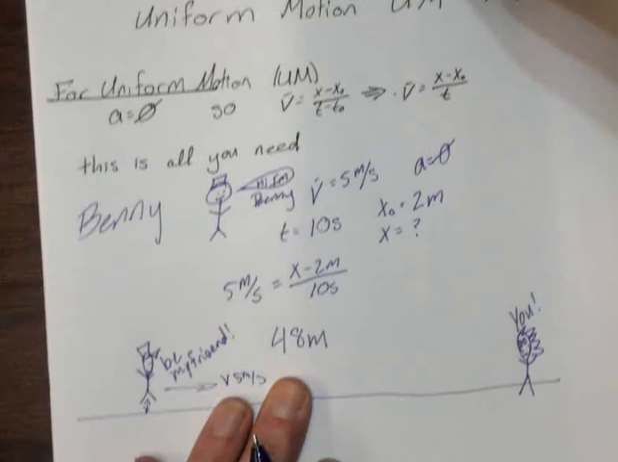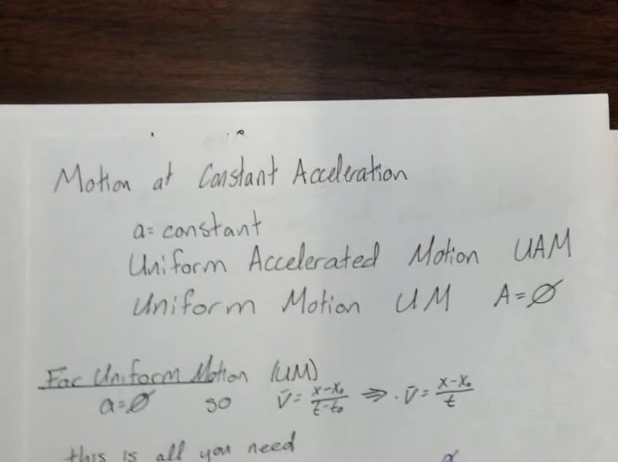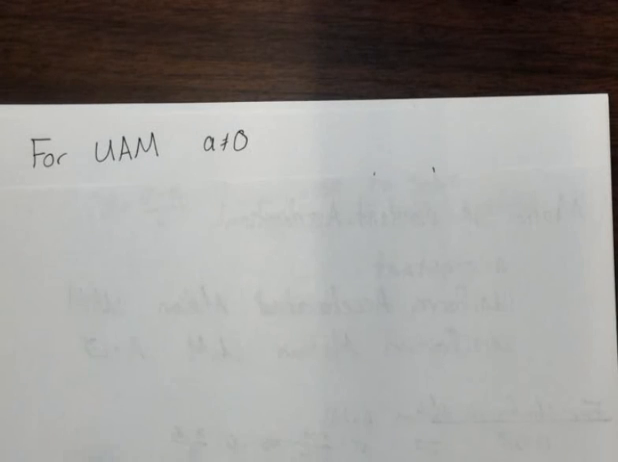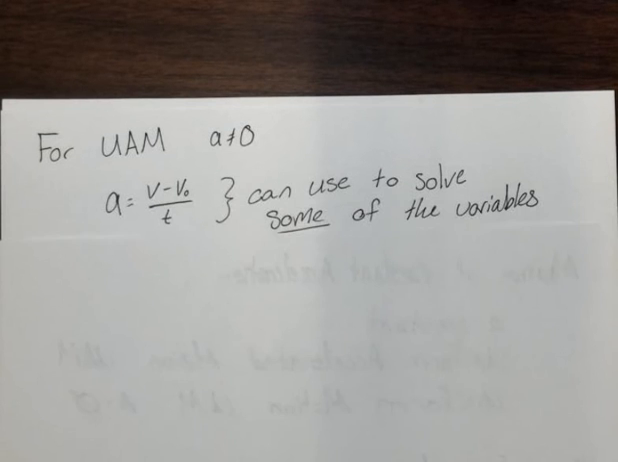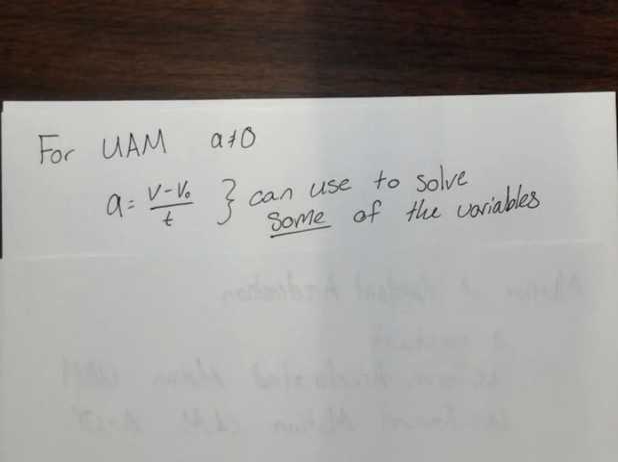So that's going to take care of any situation where acceleration is 0, but uniform accelerated motion is any time that acceleration is not 0. If acceleration is not 0, then that means velocity changes. This is all as deep as we're going to go in this talk. If acceleration is not 0, then you can use this as your approach.